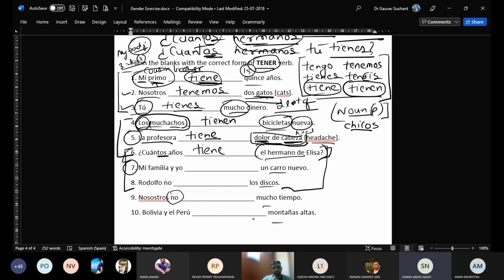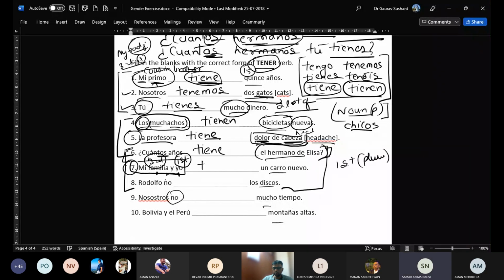Number 7. Mi familia y yo tienen un carro nuevo. Okay, so here is a problem. Whenever you find these types of subjects where there is a noun and then there is a pronoun, when the pronoun is first person and the noun is third person, you do not consider it third person plural. You give priority to the pronoun, which is first person. So altogether, this subject will now be first person plural.